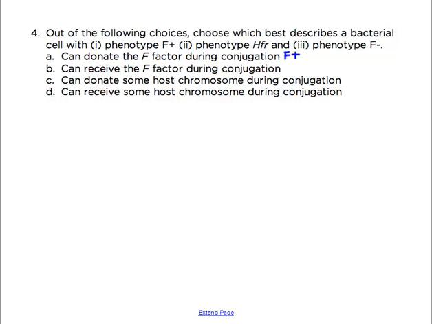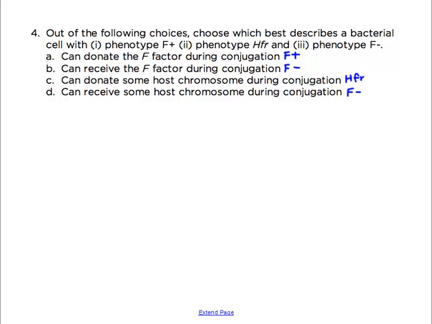B says that it can receive the F factor during conjugation, and that is for a bacterial cell with the phenotype and genotype of F-, right? They're the recipients of the donor F+. C says can donate some host chromosomes during conjugation. Now this is for the high frequency strain, right? That's what it describes, so HFR. And D can receive some host chromosomes during conjugation. And again, this is the F minus.